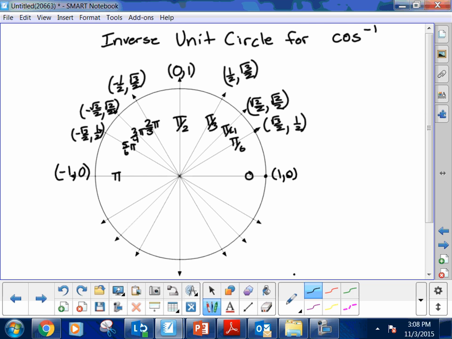Yes, so 5 over 6, negative 3 over 2, correct? Yeah, negative square root of 3 over 2.